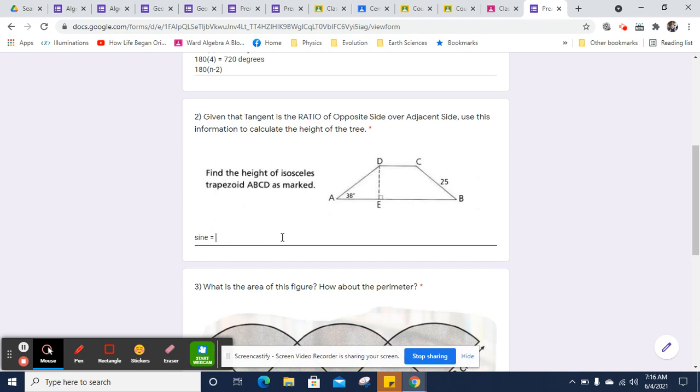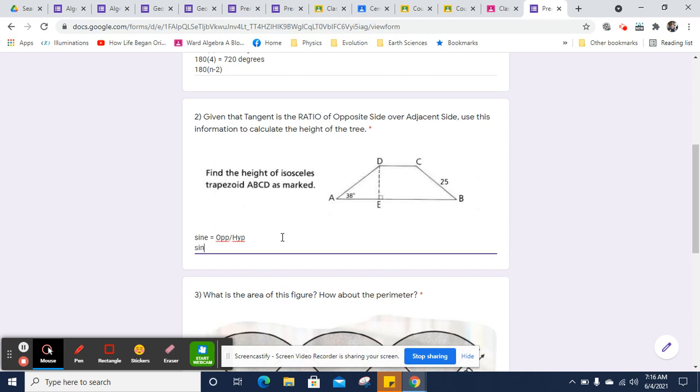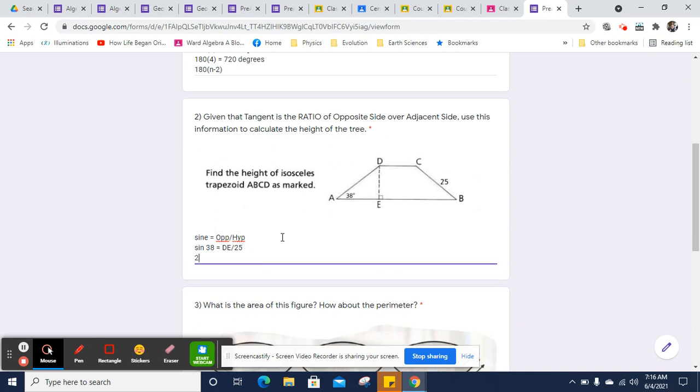Okay, so opposite over hypotenuse. Okay, and so then we're going to have the sine, and shorthand for sine is sin. Sine of 38 equals height over, we could say dE over 25. And then we can multiply both sides by 25, and you get 25 times sine of 38 equals dE.